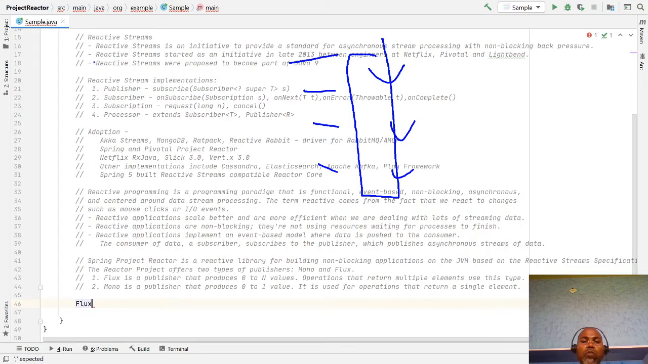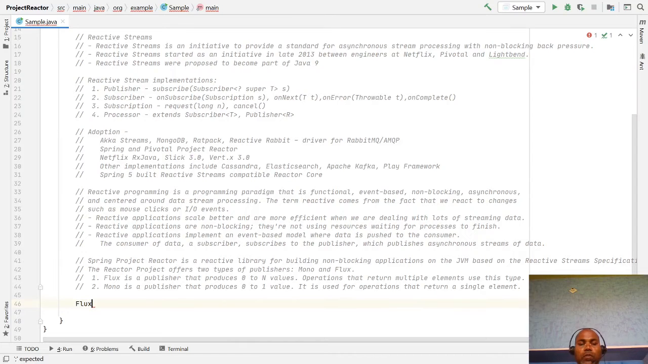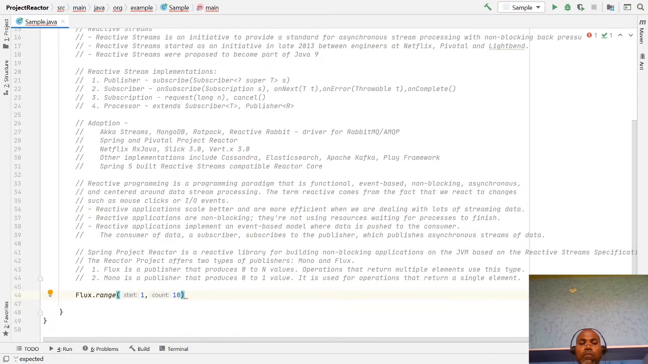In real time, the stream of data is generated by a particular method. But for example, to run some examples, the Flux library provides utility methods through which you can publish a set of data. I am going to use one utility method, range, where you provide from this number to this number that I want to publish to the subscriber, from 1 to 10. So this is one Flux.